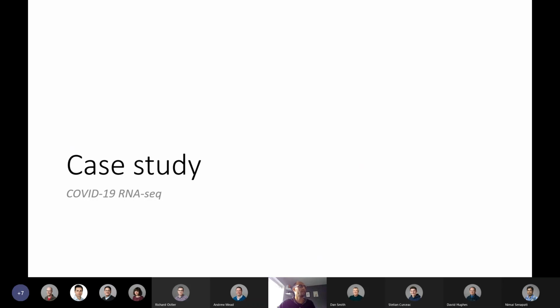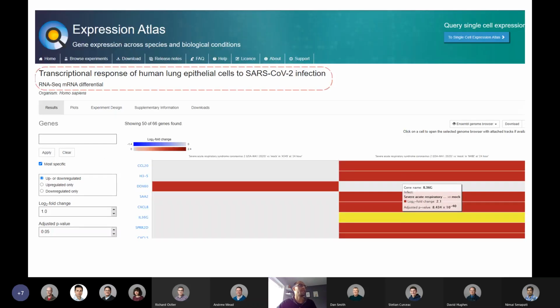Finally, a case study, I'm going to jump into COVID-19 and a very simple RNA-seq study. Do not quiz me about the design of this RNA-seq study. I can just tell you, it's about a transcriptional response of human lung epithelial cells to SARS-CoV-2 infection. So they have compared infection versus mock. I have no idea what mock is in this case, but let's not think too hard about the design, and just take the number of differentially expressed genes that come out from this study. I think it was about 50 in this case.